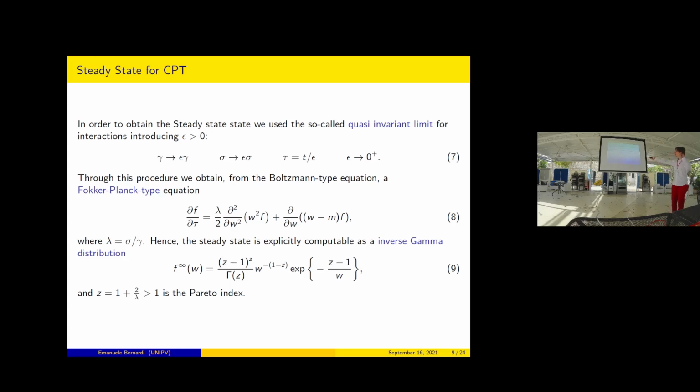From this type of procedure, we are able to obtain from the Boltzmann-type equation a Fokker-Planck-type equation, for which it is easier to obtain explicitly the steady state, which results to be an inverse gamma distribution as reported here, and for which we have the Pareto index as we have said before.